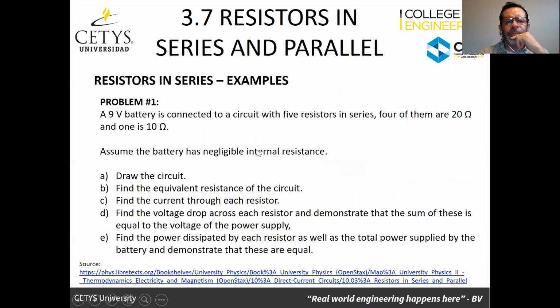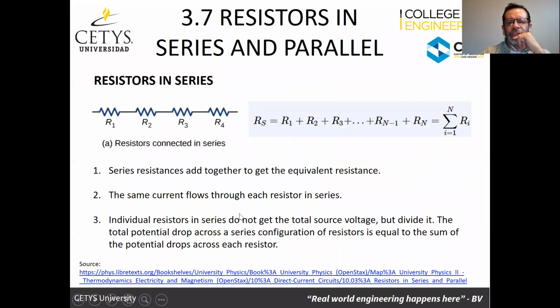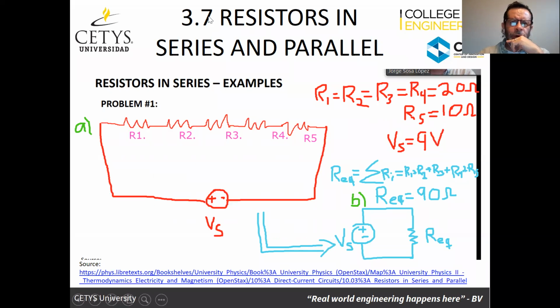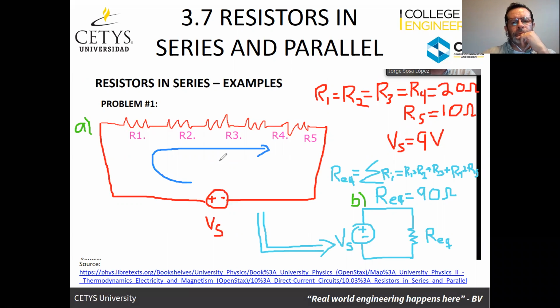Okay. So here we got A and B. A is draw the circuit. B is find the equivalent resistance of the circuit. C is to find the current through each of the resistors. If this is a series circuit, then there's going to be one current going through the resistors. It's going to be the same current in each of the resistors. How can we find that current? Well, this is the same current that's going to be going through the equivalent resistor.